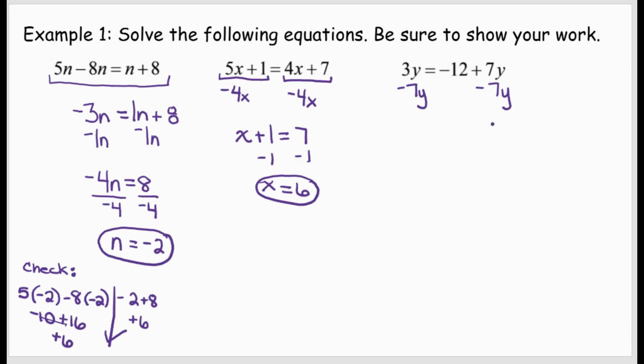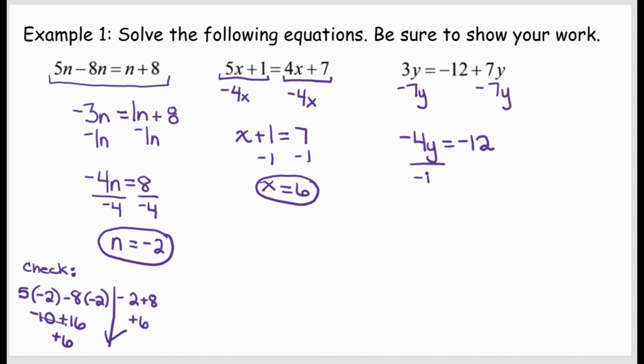The reason I'm choosing to move this over to the left side is because then it would leave negative 12 all by itself over on this side, which is exactly what I want, to have the constant by itself. All right, 3y minus 7y is negative 4y equals negative 12. Okay, this gets canceled out.